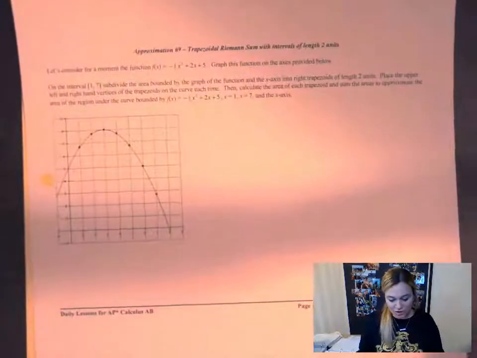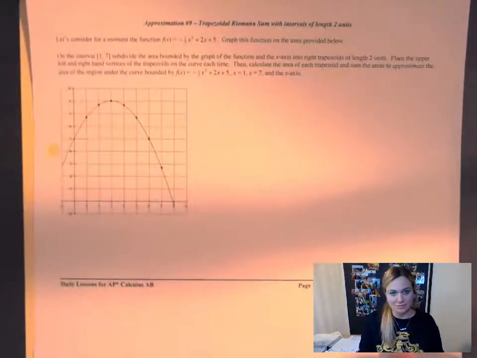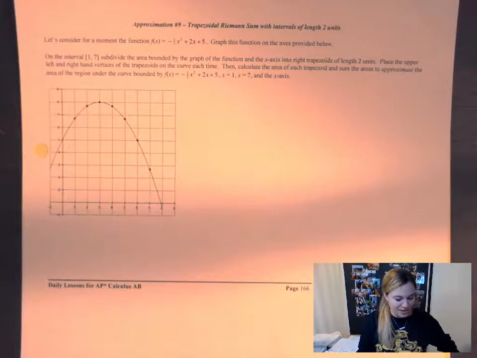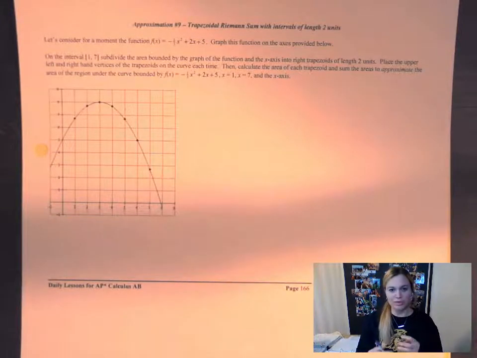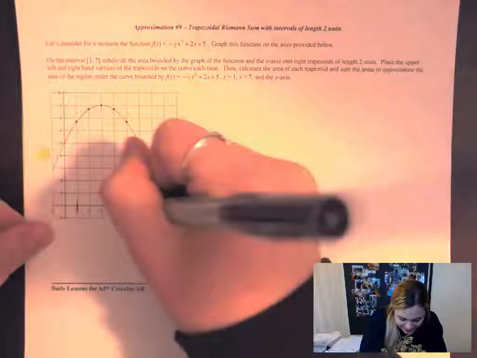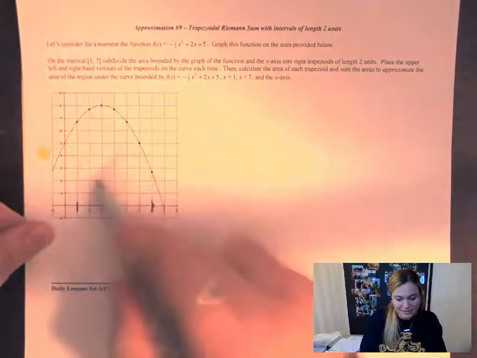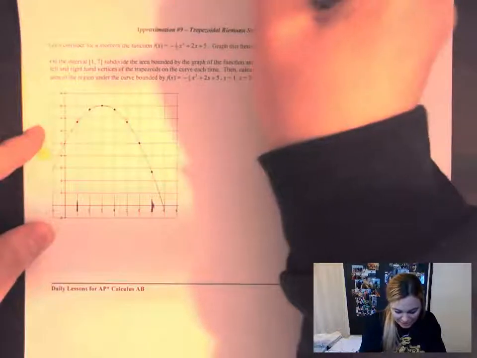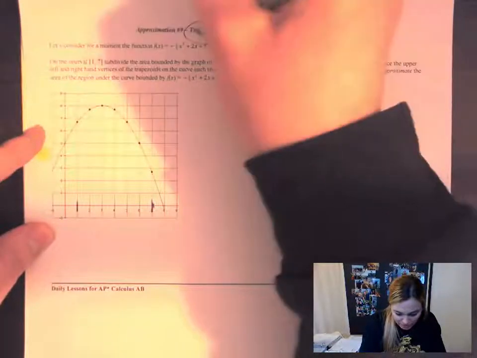So if you were zoning out because you're like, I'm sick of rectangles, come back. This is totally different shape. Same sort of idea, but sometimes people have more trouble with remembering what the formula for trapezoid is, so come back to me. This is still estimating from 1 to 7, the area under the curve, so still that same shaded region. But this is a trapezoidal Riemann sum, which means that we make trapezoids.